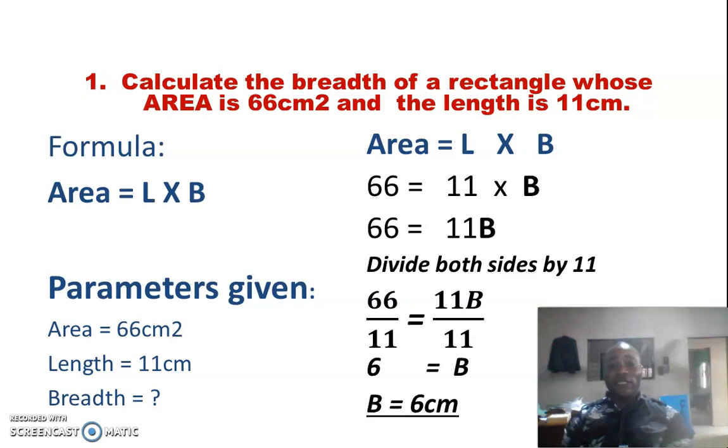We are looking for the unknown, which is the breadth. Divide both sides by 11. So we have 66 over 11 equals 11b over 11. So we have 6 equals b, or b equals 6 centimeters. So the breadth is equal to 6 centimeters. Do we understand it? All right.